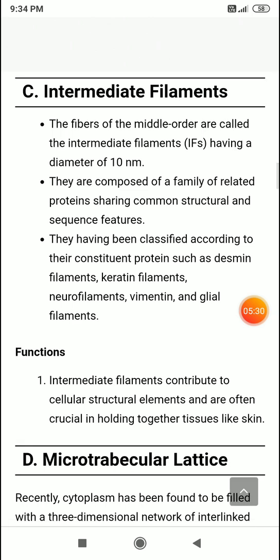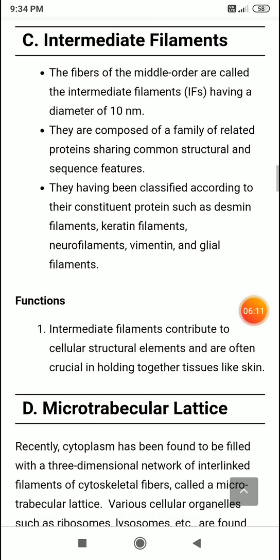The third one is intermediate filaments. The fibers of the middle order are called intermediate filaments, IFs, having a diameter of 10 nanometers. They are composed of a family of related proteins sharing common structural sequences. They are classified according to their protein constituents, such as desmin filaments, keratin filaments, neurofilaments, vimentin, and glial filaments.